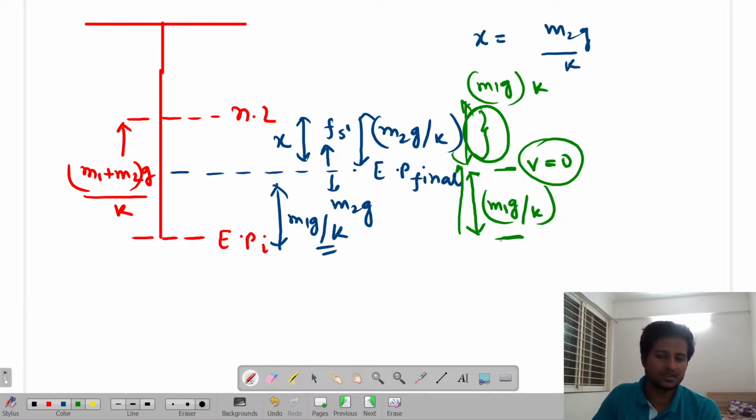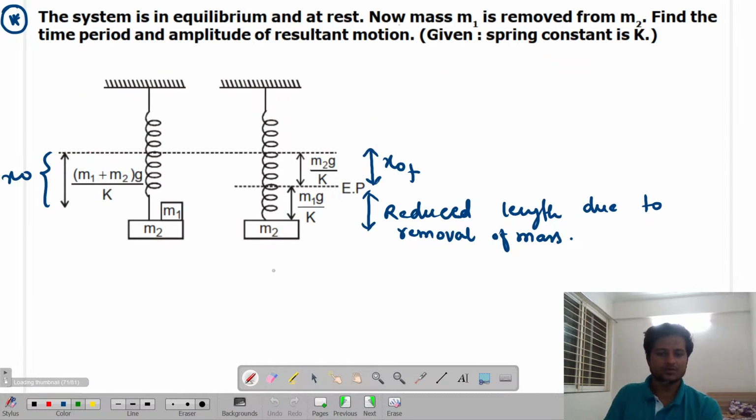How much you provide the energy in the down, that must be conserved. Is that clear? So actually the amplitude of length is how much? Just m1g by k. Because this velocity is not equal to 0 over here. It becomes 0 at m1g by k. मेरी बातें समझ में आई या नहीं है? It's not m2g by k. So amplitude of oscillation becomes how much? Got it?